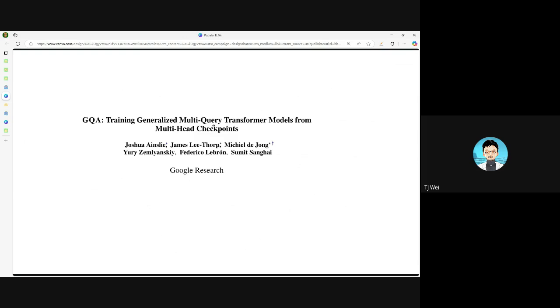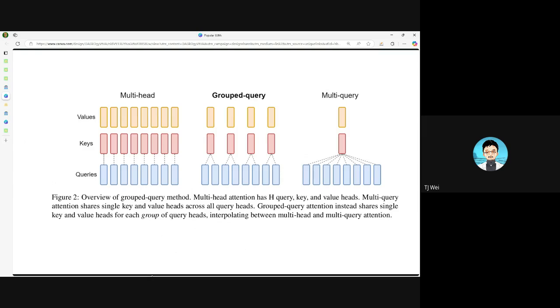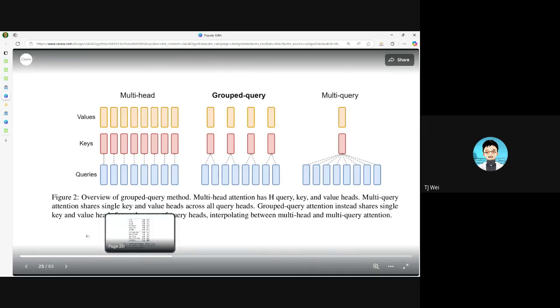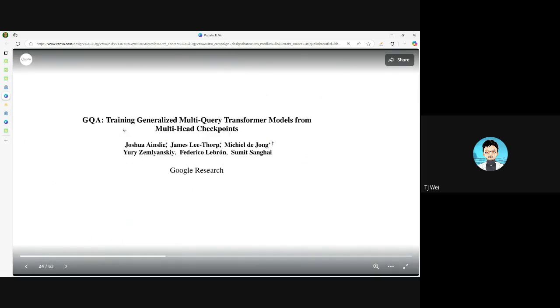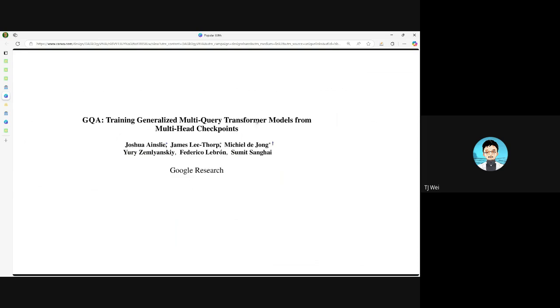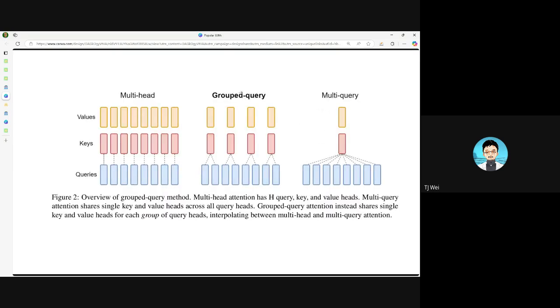The generalized multi-query transformer model from multi-head checkpoint. Originally, it is trying to train a generalized multi-query transformer from a multi-head checkpoint. So it was for a very different purpose, but GQA is used a lot in modern models.